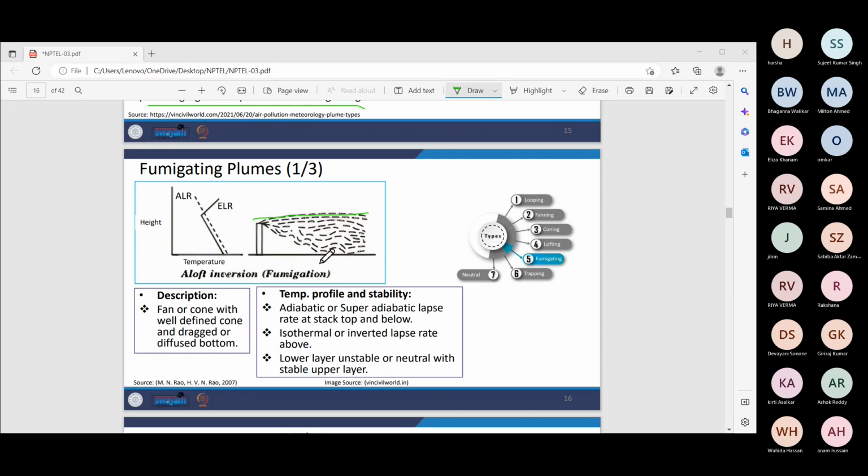So the maximum dispersion of the pollutants occurs below the stack height, and that is why the ground level concentration of the pollution will be very much higher in this condition. Here the fan or cone is well defined and dragged or diffused at the bottom. There will be adiabatic or superadiabatic lapse rate at the stack top and below that, and isothermal or inverted lapse rate above this, that is inversion condition.